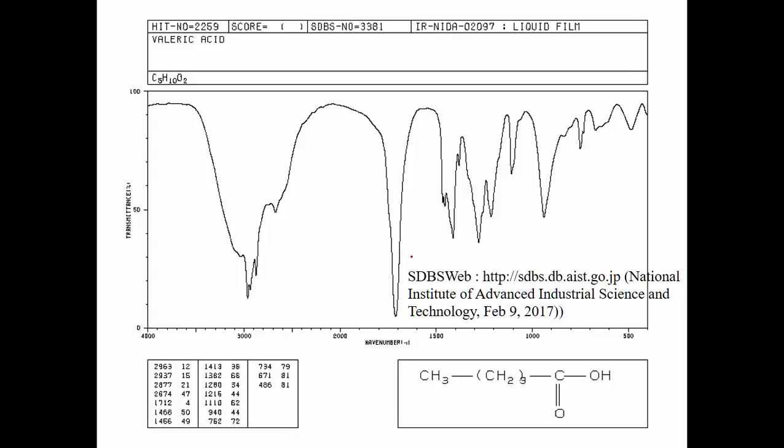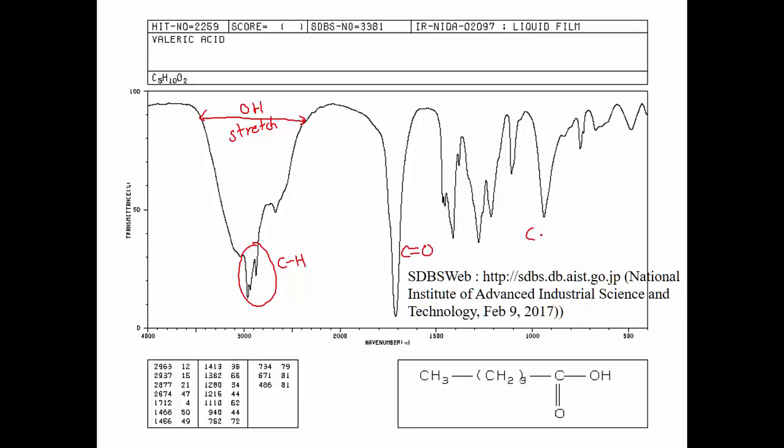Okay, notice how our OH stretch is taking up a huge part of the spectrum. In fact, it's so huge that it's starting to overlap with the CH. The CH is just a little pimple on the OH stretch here. And of course here is the C double bond O stretch.